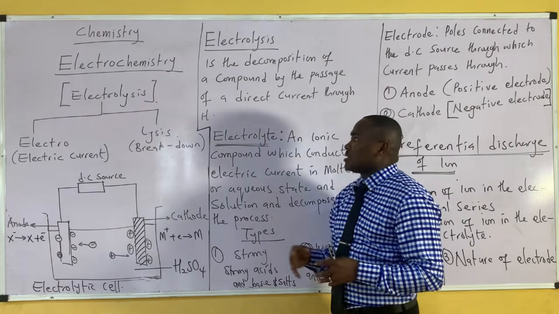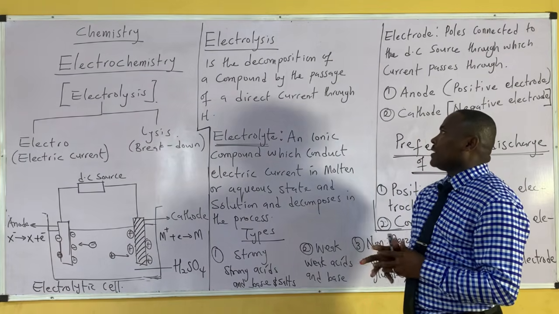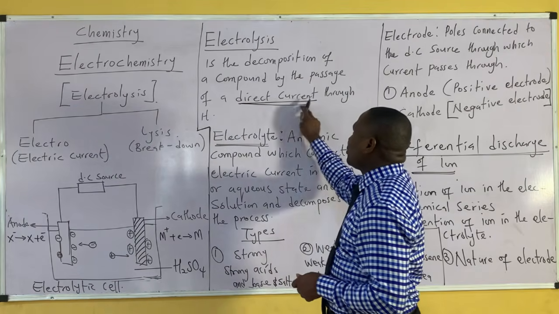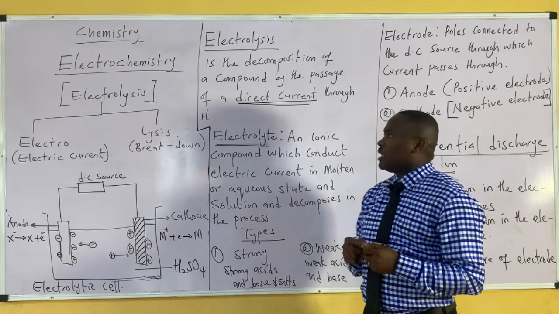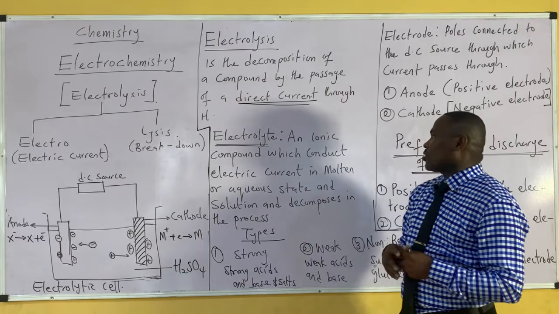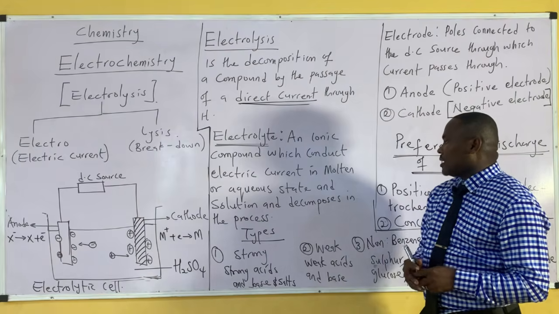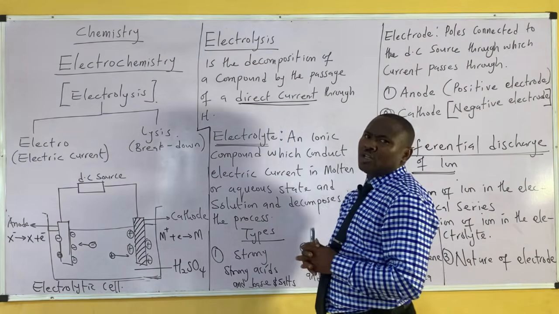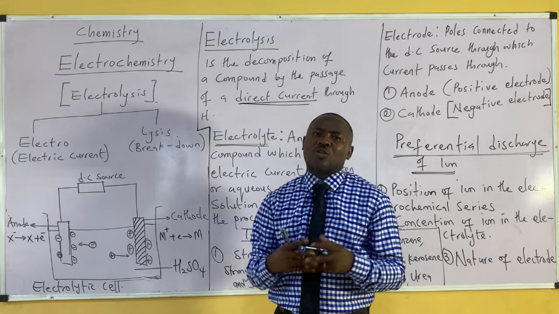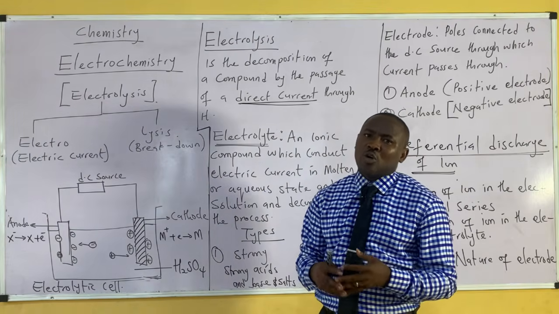Now, look at electrolysis. We said electrolysis is the decomposition of a compound by the passage of a direct current. Take note, not an alternating current, but a direct current through it. Then what is an electrolyte? An electrolyte is a compound which conducts electric current in molten or aqueous state and decomposes in the process. So we are saying that a compound that can conduct electricity is called an electrolyte, and that compound can be either in an aqueous state or in a molten state.